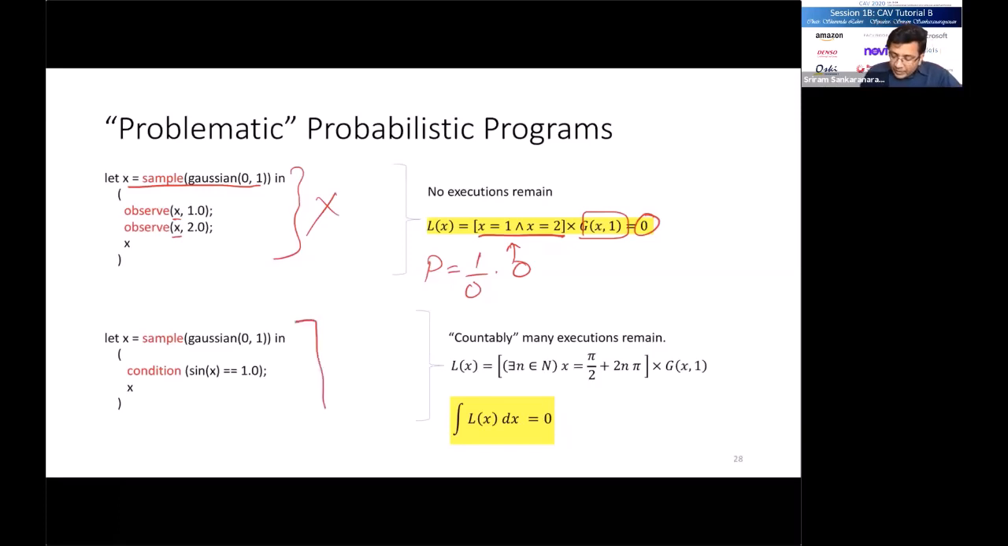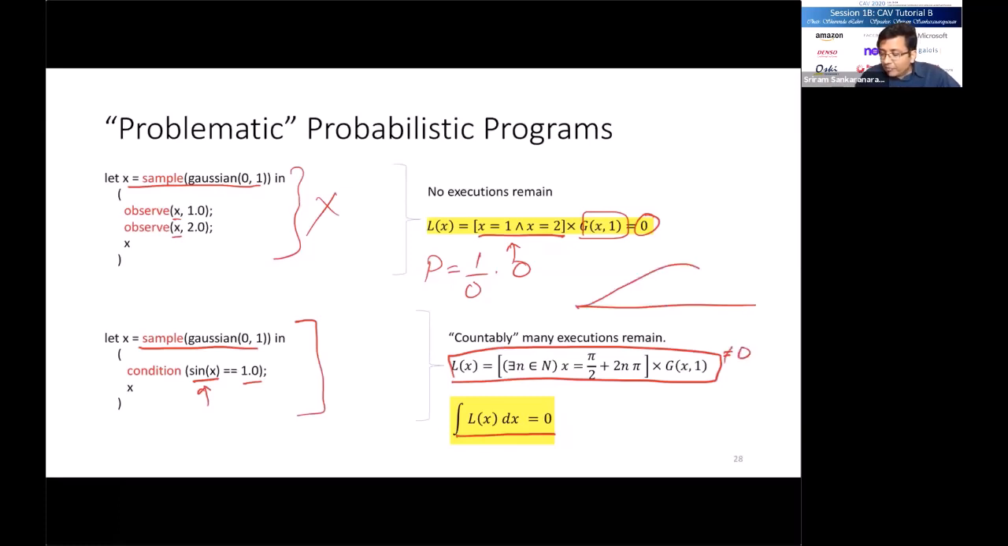Here is another program. Here you take a sample from a Gaussian and you say the sign of the sample is 1.0. Well, there are countably many executions that remain. The integral of Lx dx is 0. But here, this is the likelihood function here. I needed to say that. This is not necessarily identically 0. It's just that I've taken some kind of infinite distribution and I've just sampled it at countably many points. The problem is that integrating the denominator, the constant, gives 0. So the meaning of this program is 1 by 0 times Lx, which is again problematic, not well defined. And trying to run or sample from these programs, most probabilistic programming systems will just die.